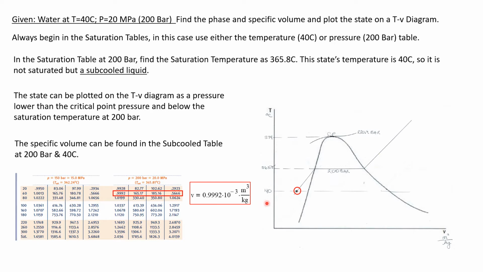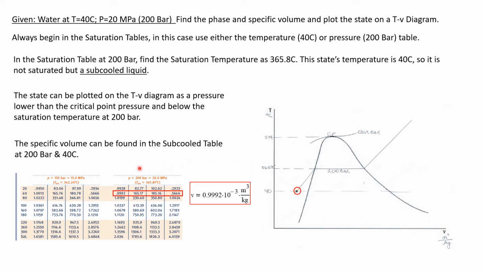Now, 40 degrees was the temperature of the state of interest. It's less than 365, so I'm going to draw it down here. And where the 200 bar line crosses the 40 degrees C line, that's where our state exists. So we can see that it's here in the subcooled liquid region.